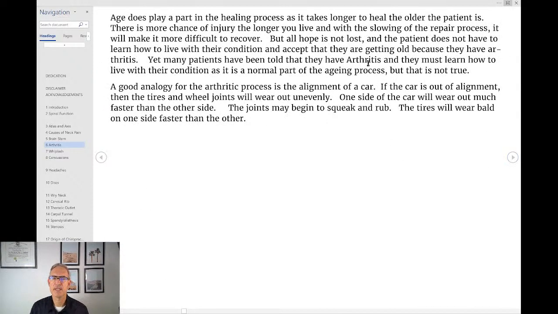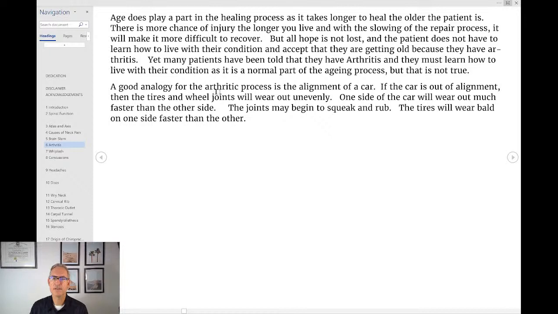Age does play a part in the healing process, as it takes longer to heal the older the patient is. There's more of a chance of injury the longer you live, and with the slowing of the repair process, it will make it more difficult to recover. But all hope is not lost, and the patient does not have to learn how to live with their condition and accept that they're getting old because they have arthritis. Yet many patients have been told that they have arthritis and they must learn how to live with their condition as it's part of the normal aging process, but that's not true.